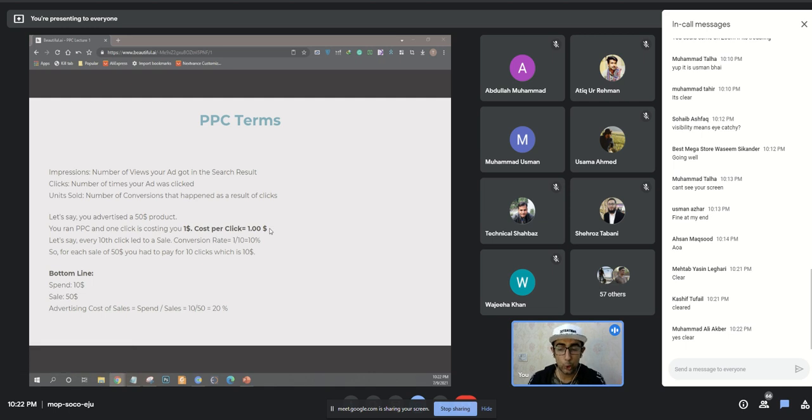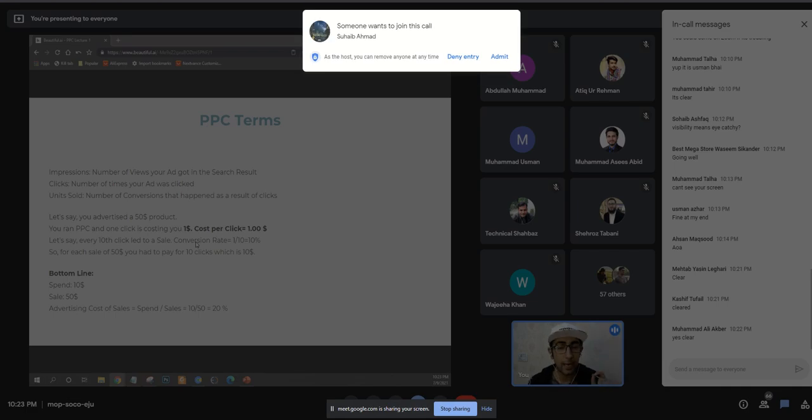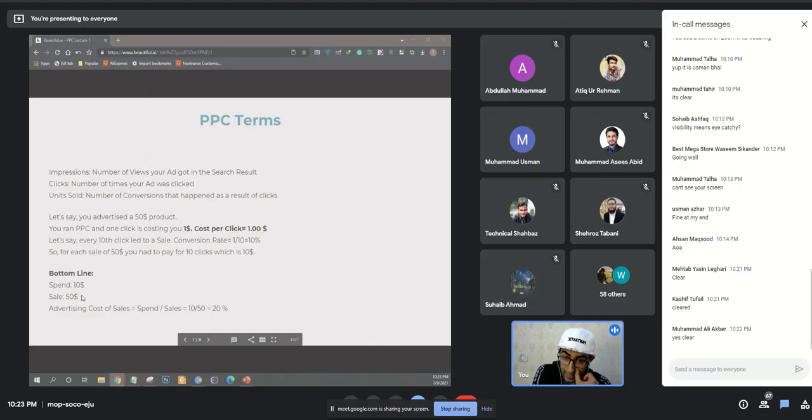Now assuming a conversion rate of 10%, so every 10th click led to a sale. So if I was able to get 10 clicks, and out of those 10 people who clicked on my listing, I was able to get one sale, this is how the math will look. I spent $10 with a cost per click of $1. That is 10 clicks, which lead to $10 as ad spend. If I got one sale out of it, then my revenue or my sale is $50.